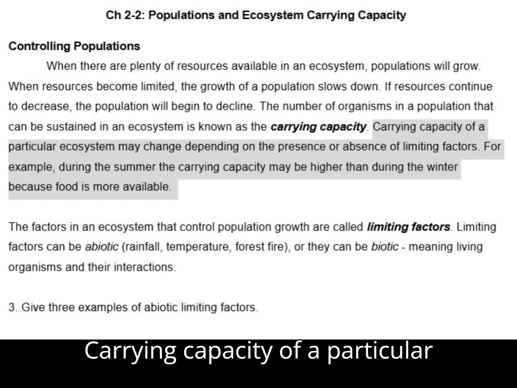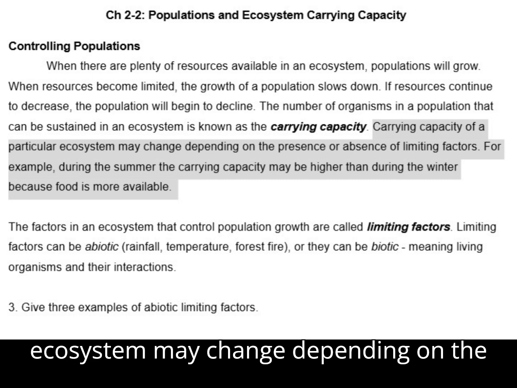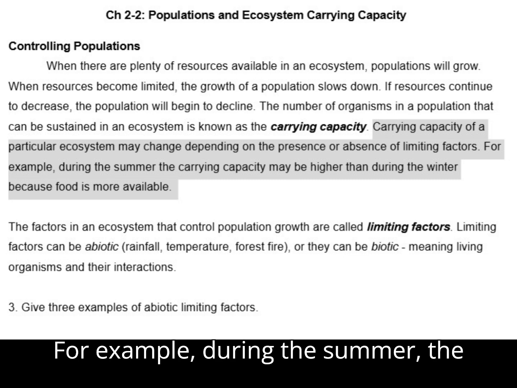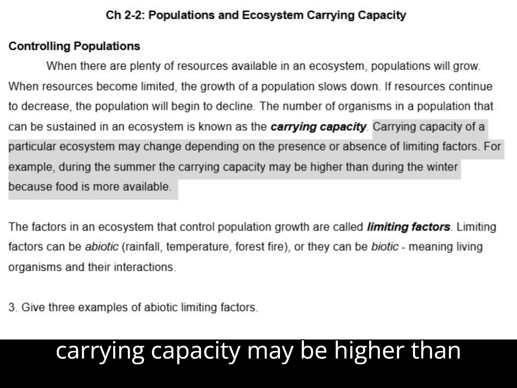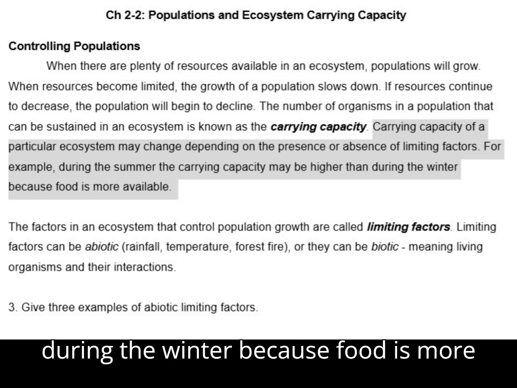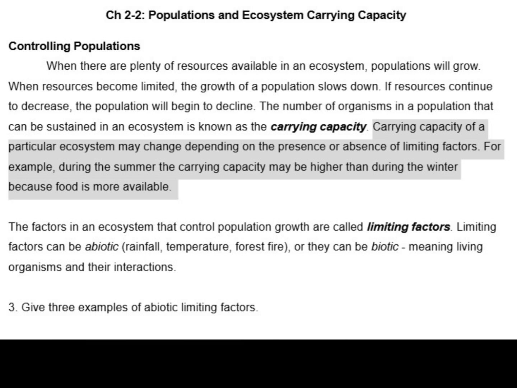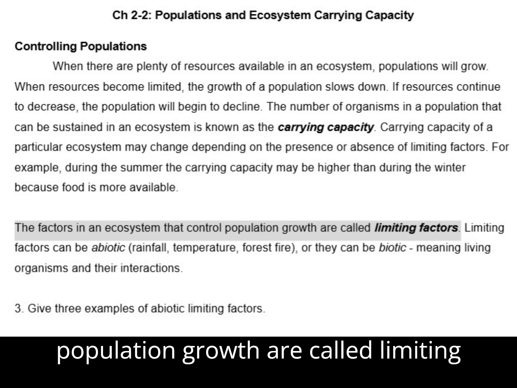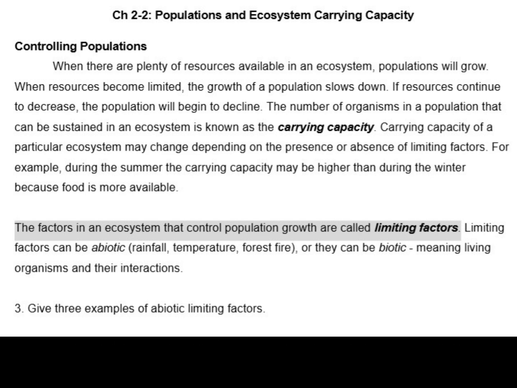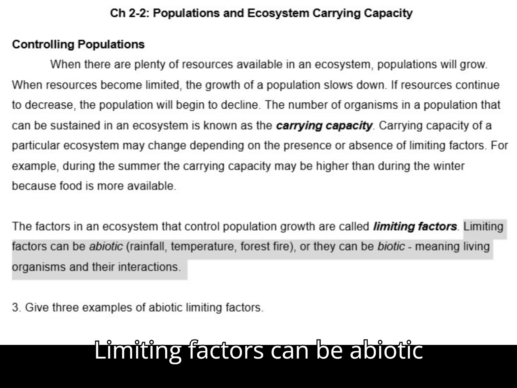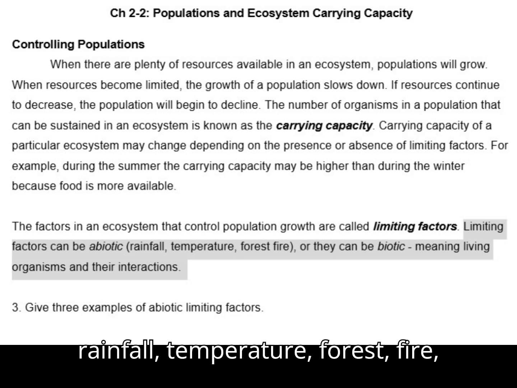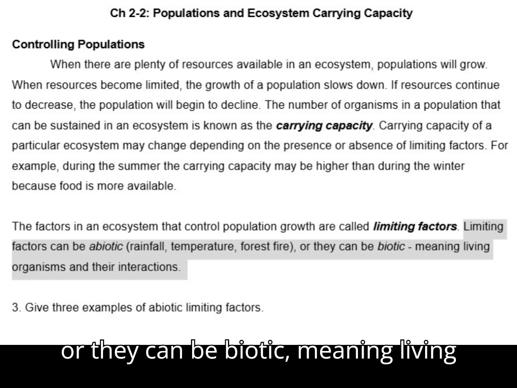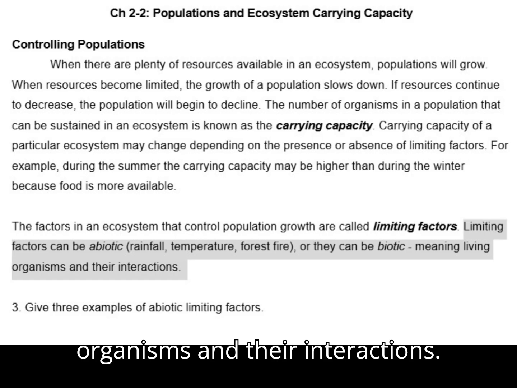Carrying capacity of a particular ecosystem may change depending on the presence or absence of limiting factors. For example, during the summer, the carrying capacity may be higher than during the winter because food is more available. The factors in an ecosystem that control population growth are called limiting factors. Limiting factors can be abiotic: rainfall, temperature, forest fire, or they can be biotic, meaning living organisms and their interactions.